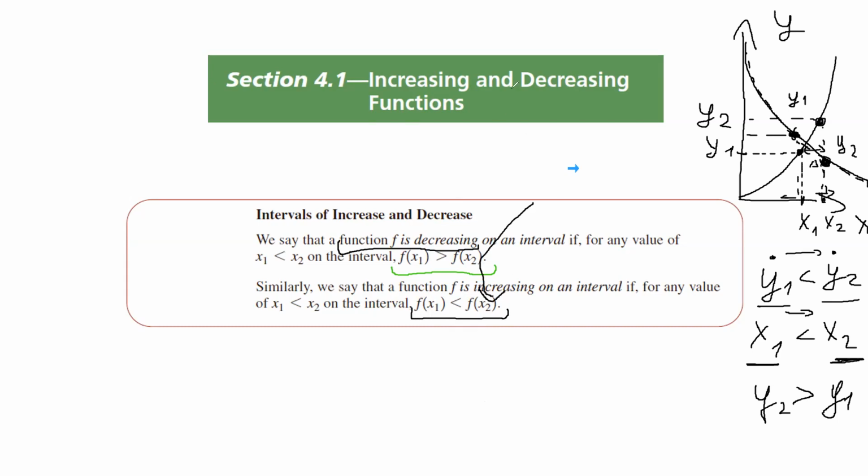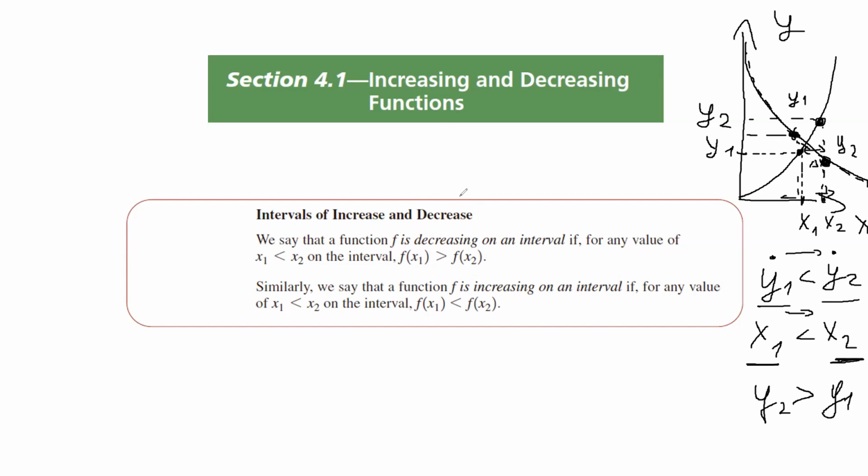This one. Can you read it? Yeah, so f of x1 is bigger than f of x2... sorry, f of x1 less than f of x2. So when f of x1 is less than f of x2, it means the function is increasing. And when f of x1 is greater than f of x2, it means the function is decreasing. So that's how you can simply explain it in two lines.